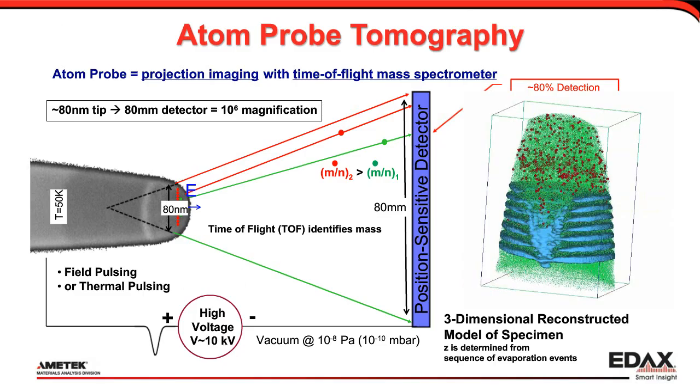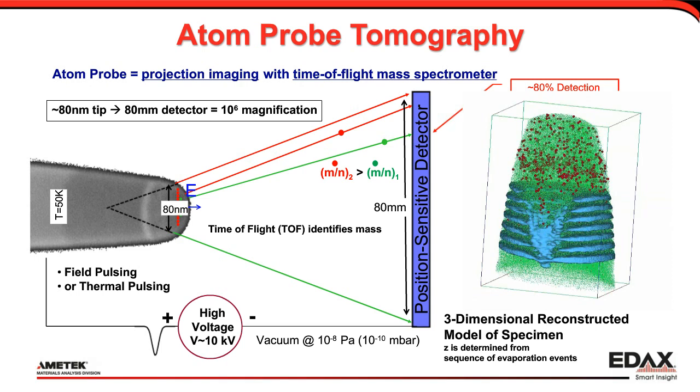So I'd just like to spend a couple minutes talking about how this technique works. As I mentioned, atom probe combines projection imaging with time-of-flight mass spectroscopy. In order to get this information, we start with a needle-shaped specimen of a radius usually between 50 and 100 nanometers. We pulse a field on the surface of the tip by either doing a voltage pulse or hitting the tip with the laser, and that would be a thermal pulse.